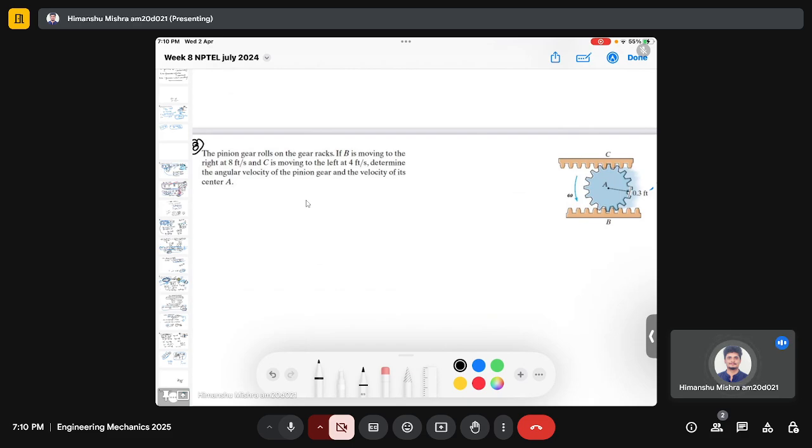So let's fix 2 points C and B, because we know the velocity of C and B. C is moving to the left with vC and B is moving to the right with vB, and we know vB, which is 8 feet per second, and vC is 4 feet per second. So vC is moving left and vB is moving right.